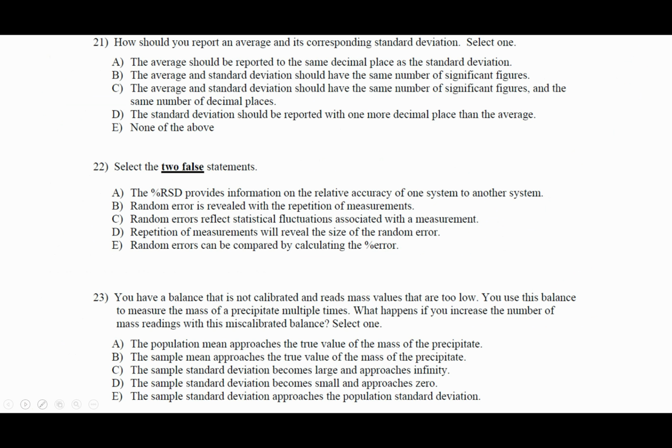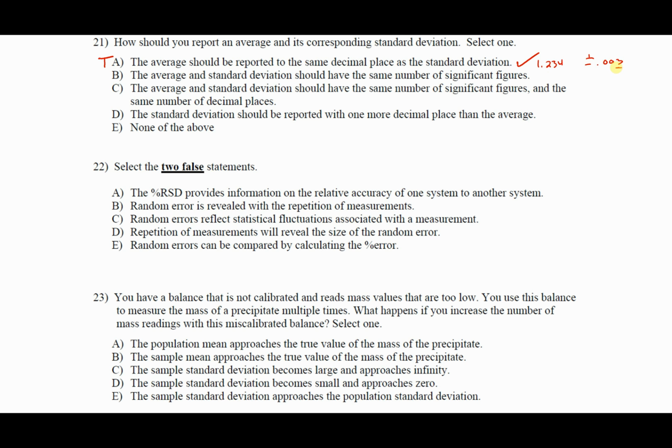Okay, 21. How should you report an average and its corresponding standard deviation? Select one. The average should be reported at the same decimal place as the standard deviation. Absolutely true, right? If you have plus or minus 0.003, then your answer has to be 1.234. Perfect.